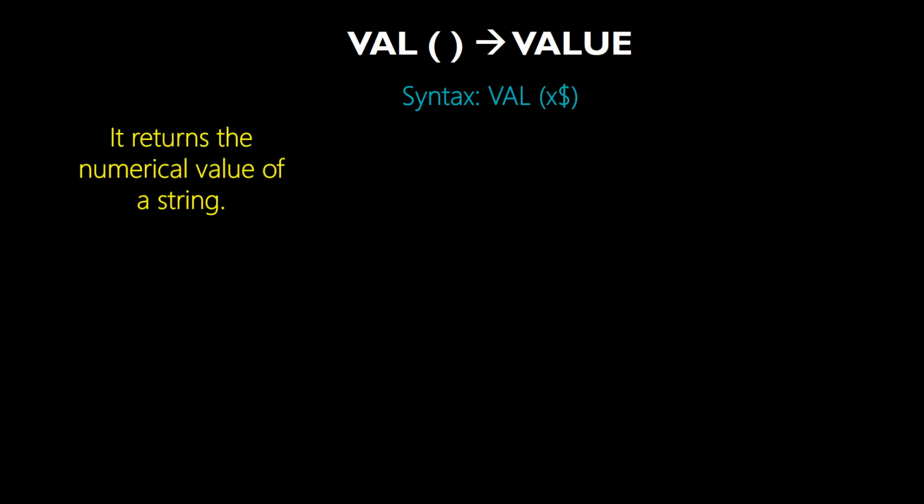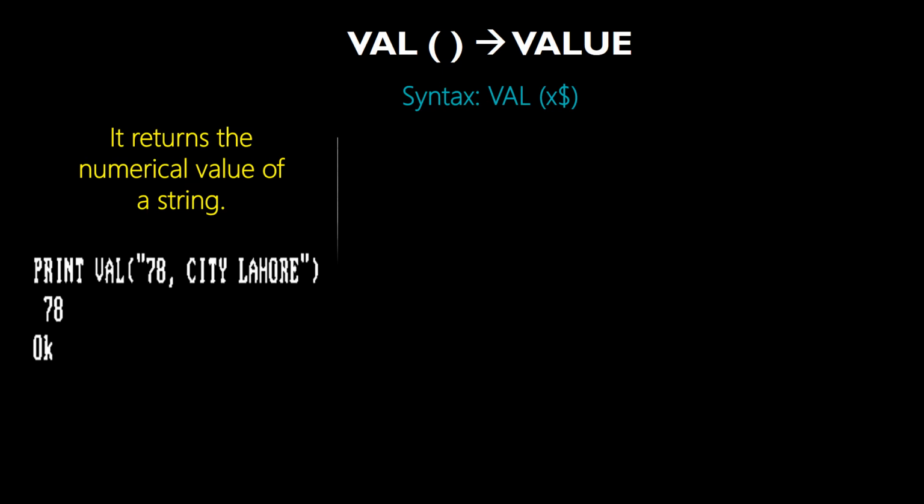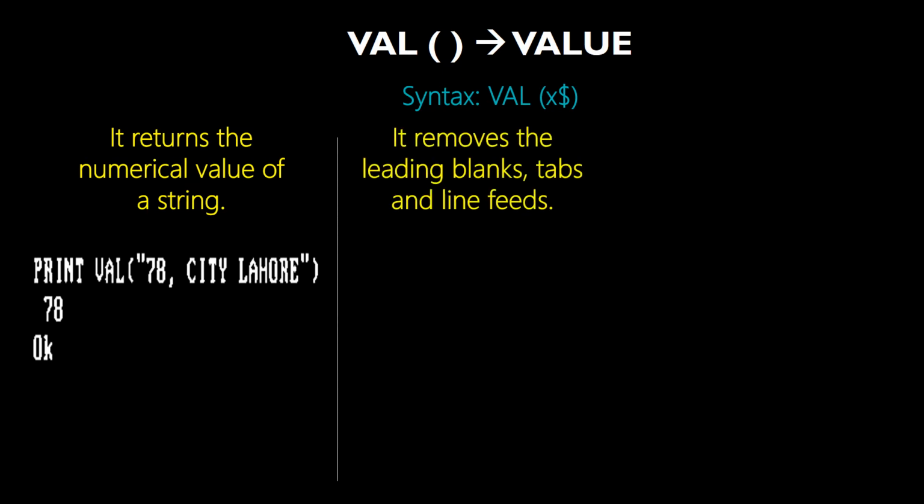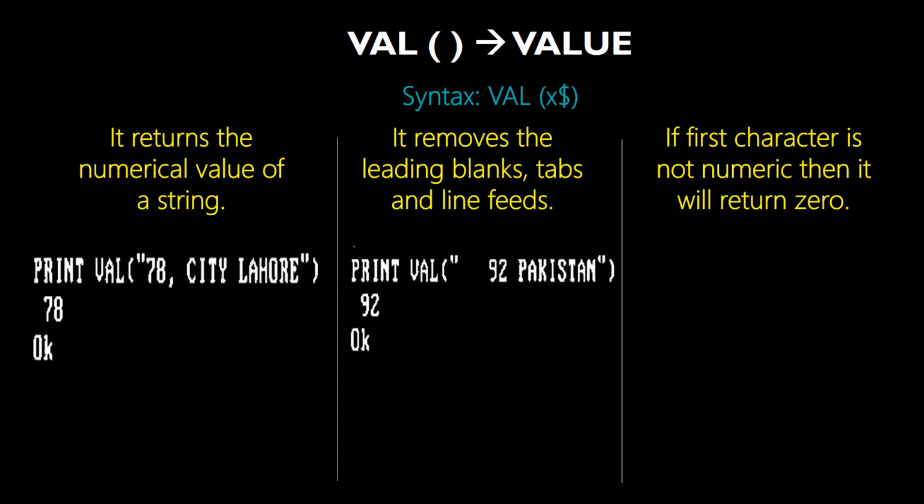It returns the numerical value of the string if the number is written at the start. For example, if I say print VAL("78 City Lahore"), then it will return 78. It removes the leading blanks, tabs, and line feeds. For example, if I write some spaces at the start of the string, it will remove these spaces and return 92. If the first character is not numeric, then it will return 0. Like in this example, if I say print VAL("pk47"), instead of 47, it will return a 0.